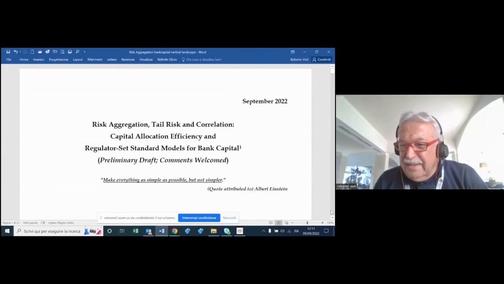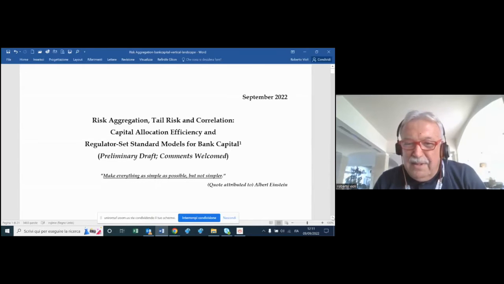Risk aggregation, tail risk and correlation, capital allocation efficiency, and regulators set standard models for bank capital.